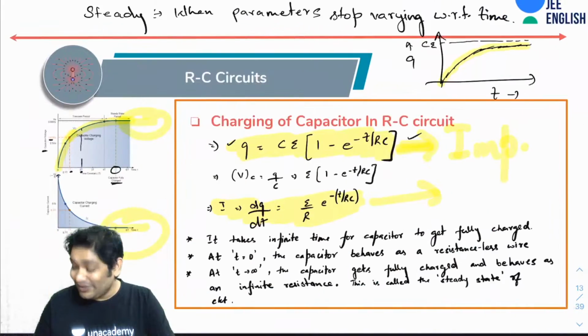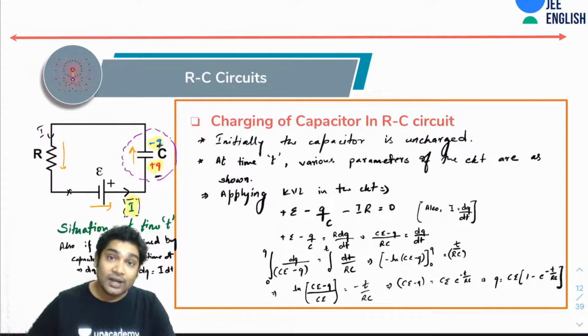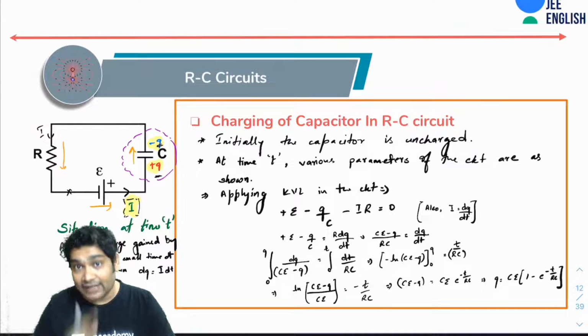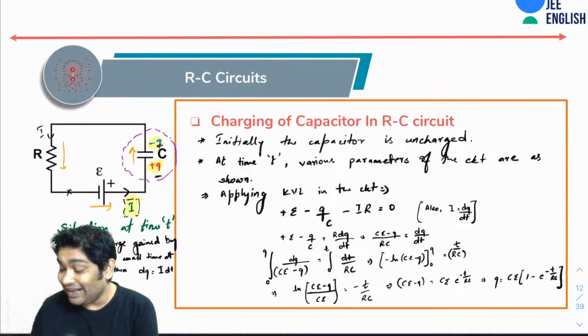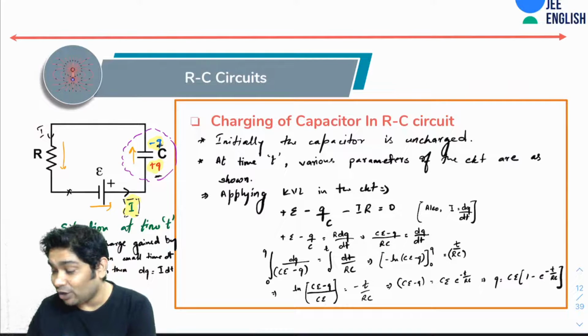So one last thing that I wanted to discuss was that if you are talking about the charging circuit, after steady state at t equals infinity, what is the energy stored in the capacitor? It would be half CV squared. What would be the work done by the battery? It would be CV squared, by the way. So you will realize half the energy would have gotten dissipated across the resistors. So let's make a quick note of this.